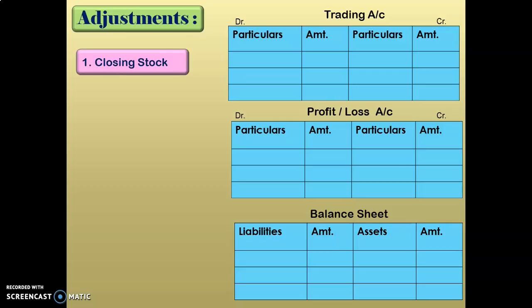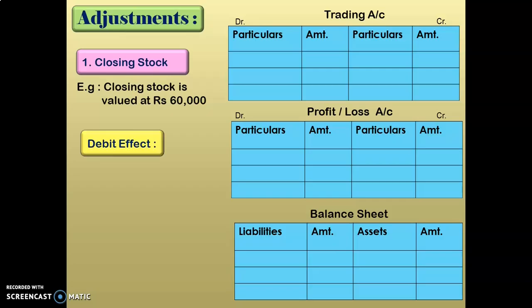Closing stock. Stock of goods lying unsold at the end of the year is a closing stock. The value of closing stock will be given in adjustment. So we have to give two effects for this. For example, closing stock is valued at rupees 60,000.